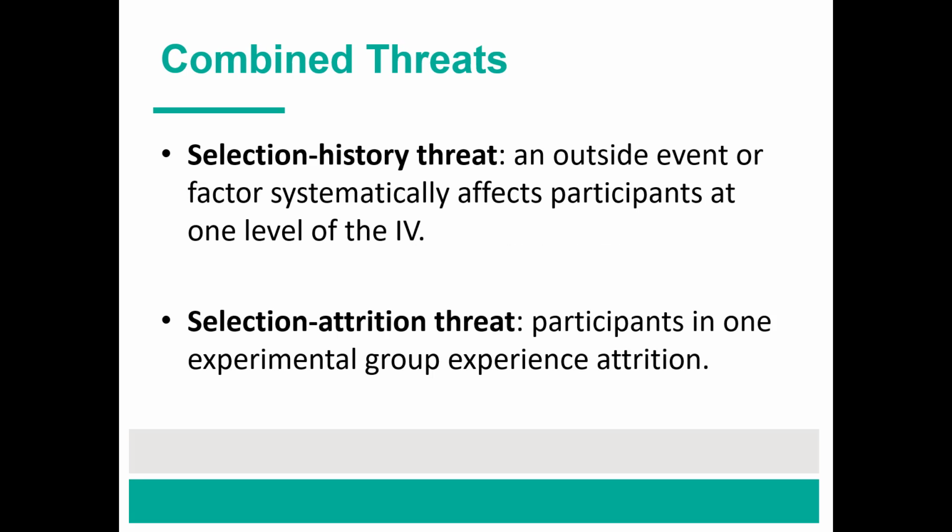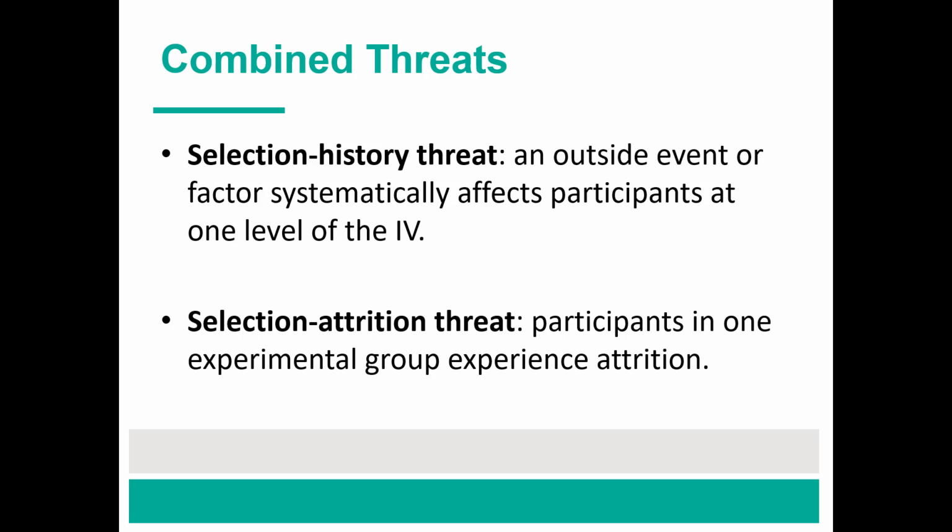I mentioned before that there are also combined threats to internal validity. Sometimes in a pretest post-test design, two types of threats to internal validity might work together. Two examples of combined threats are a selection history threat and a selection attrition threat. Here's an example of a selection history threat. Suppose students at one university were in your treatment group and students at another university were in your control group in a study of the effects of meditation on stress. However, during the course of the study, a stressful event occurs on one of the campuses. Now you are unable to determine if your effect is coming from your meditation manipulation, the school, or the event that happened at one of the schools.